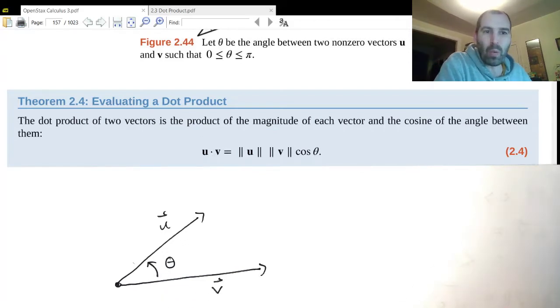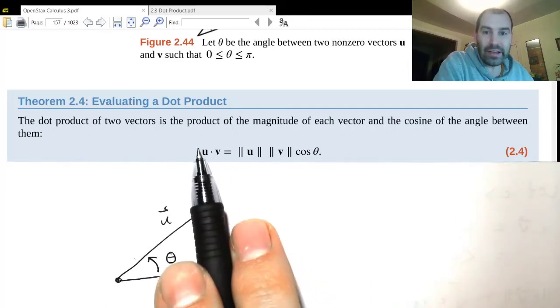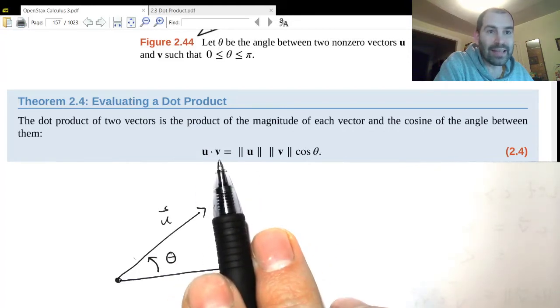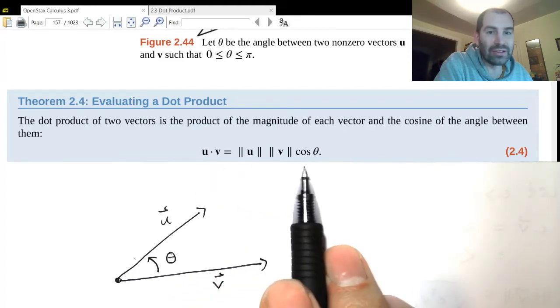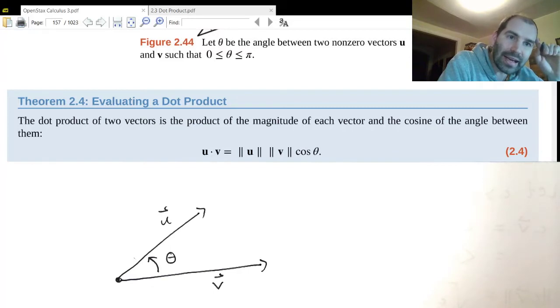So what is the relationship between the dot product and that angle? Well, here it is. If I take the dot product of u and v, it's the same as the product of their magnitudes times the cosine of the angle. Now, geometrically speaking, this is actually a pretty simple idea.